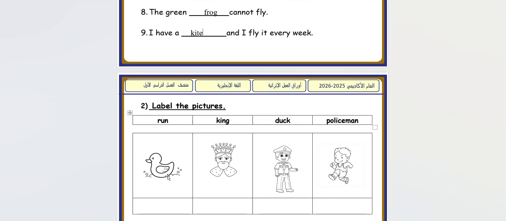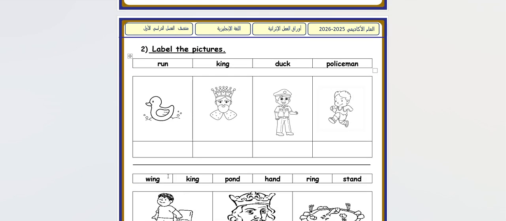We move to question number 2. Label the pictures. We have 4 words and 4 pictures. We have to match or write every word to a good picture. For example, run. What we have here? Which one is run? We look number 1, 2, 3, 4. This picture is run. We write here run.